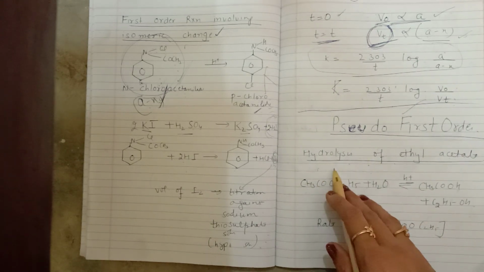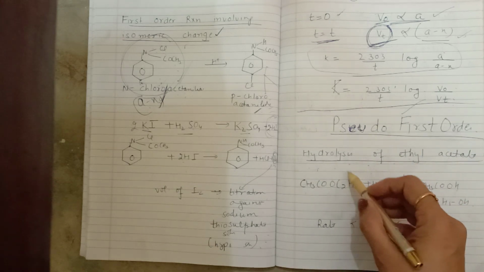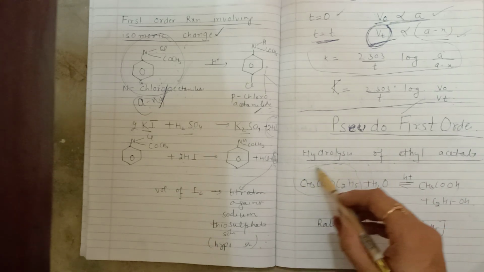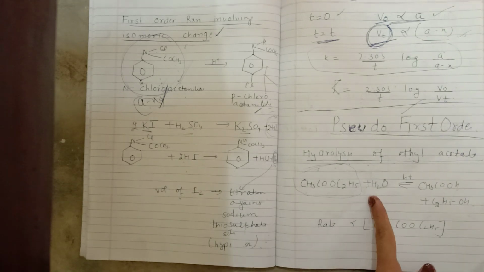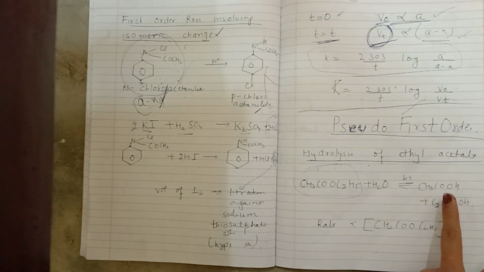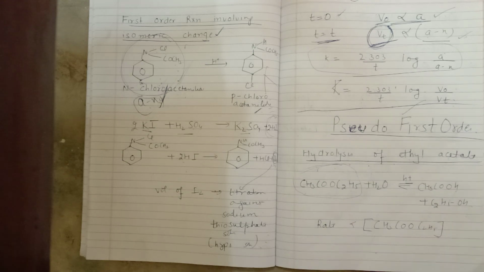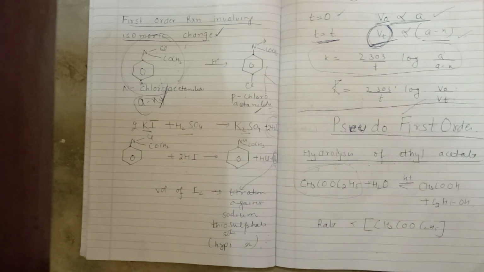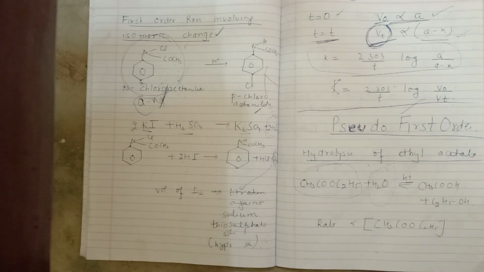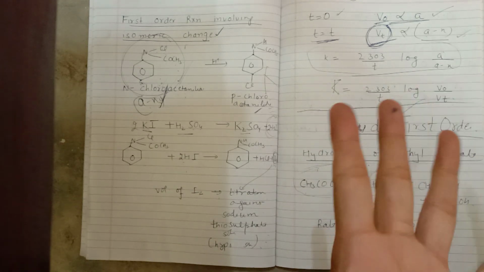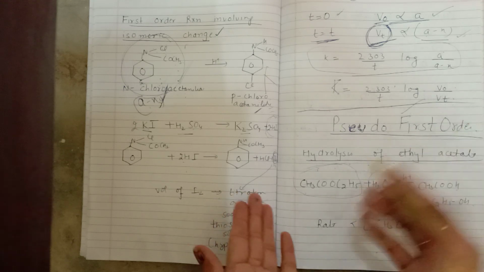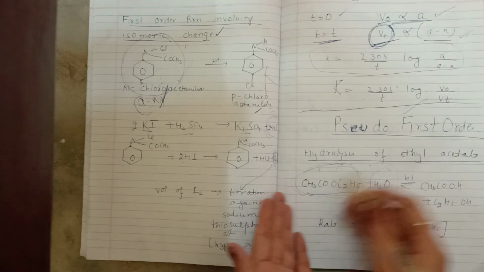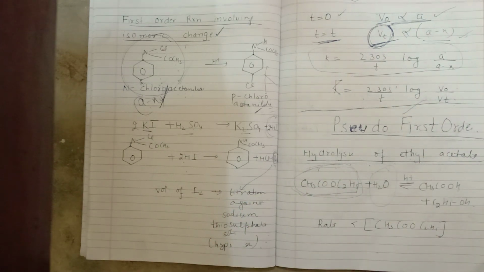Now, hydrolysis of ethyl acetate. What happens? Ethyl acetate hydrolyzes in acidic media to give acetic acid and ethanol. Now since there are two reactants, we expect the order to be 2, but it is a first order reaction. We generally take water in excess amount. Water is in excess as compared to ethyl acetate, so its concentration will remain almost constant.